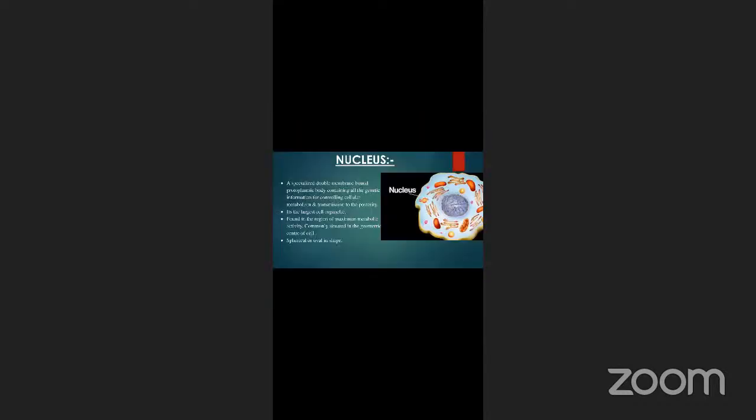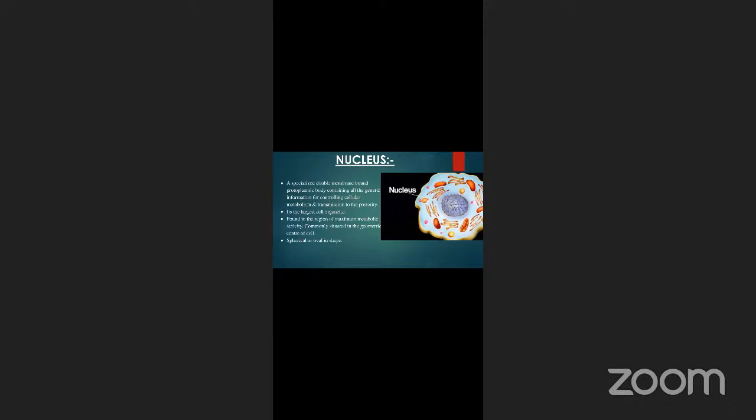Then the next is the nucleus. It is a specialized double membrane bound protoplasmic body. Here all the genetic information will be stored. This genetic information, that is DNA, will be controlling the cellular metabolism and transmission to the posterity. So the transmission of the genetic information from parent to the child is transferred through the DNA, and that is stored in this nucleus.